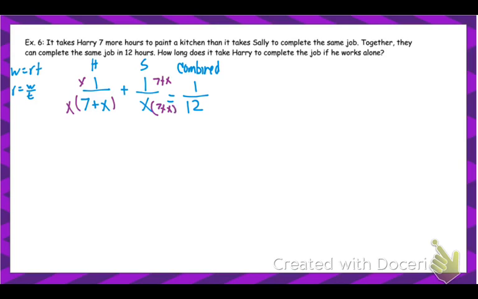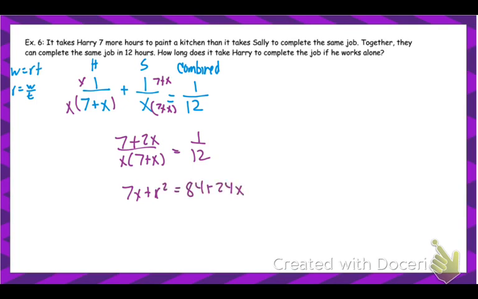and then what I'm going to do is just combine those two together. So that's going to be 7 plus 2x over my common denominator. And then I'm going to go ahead and cross multiply. So I end up with 7x plus x squared equals 84 plus 24x. At this point, we'll set it equal to 0.